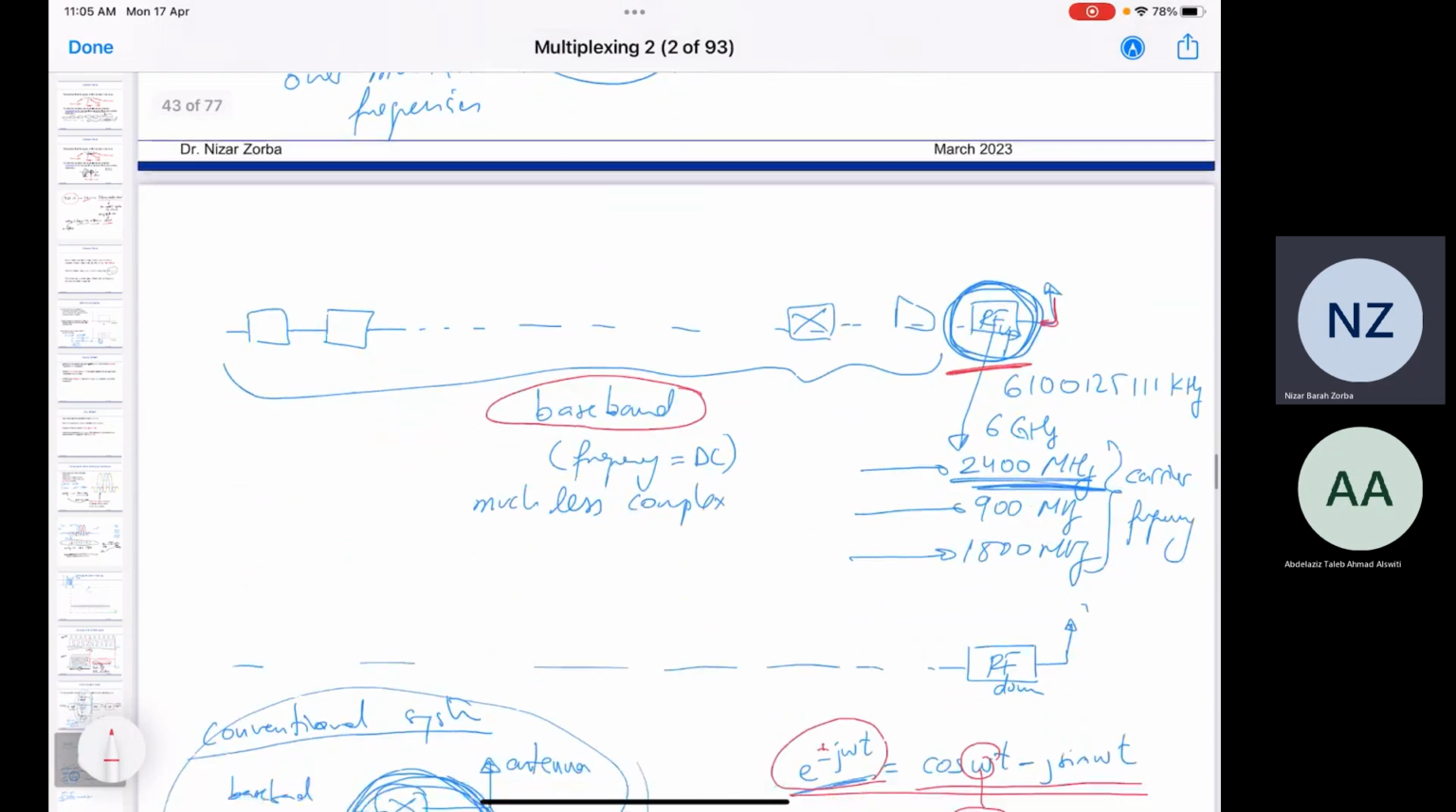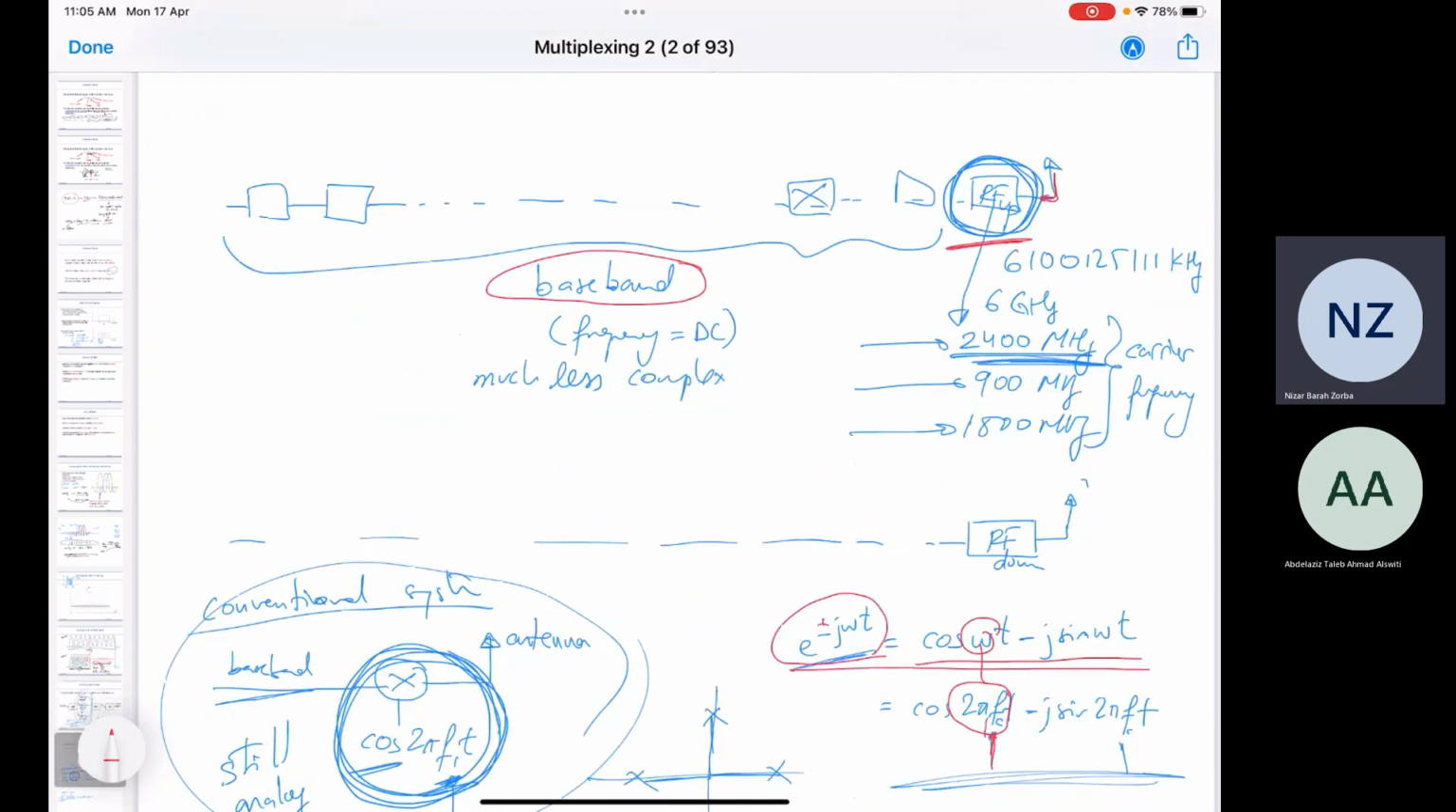So how to do it on OFDMA? First question, what is the operating frequency in OFDM? Abdul Ghani, what is the operating frequency in OFDM? Hisham?